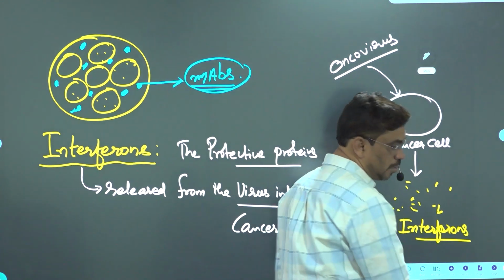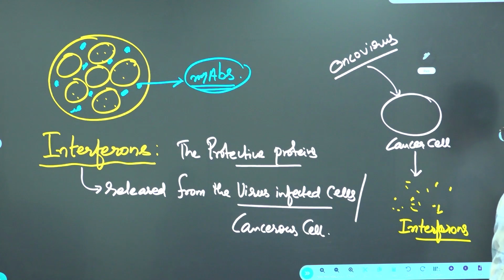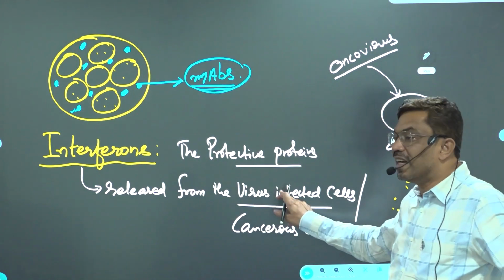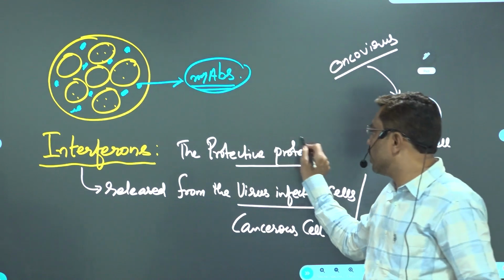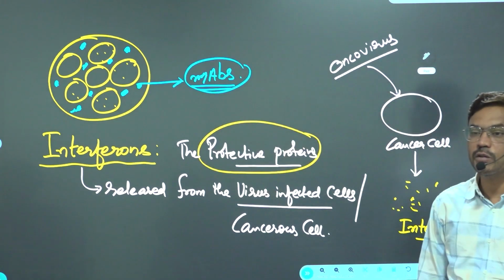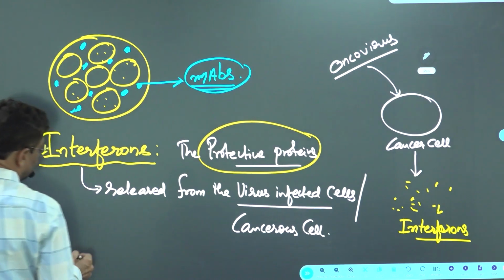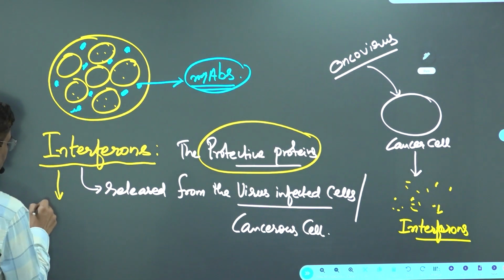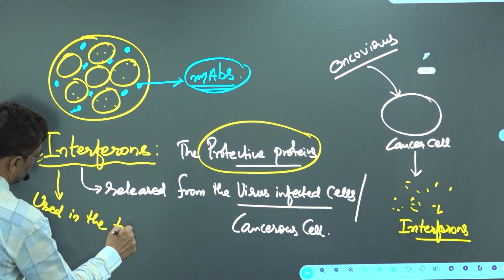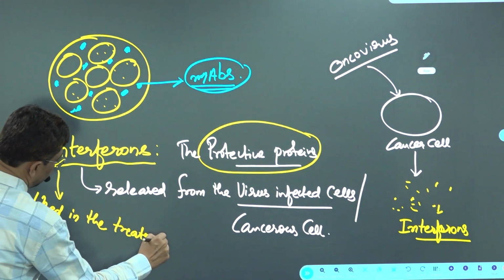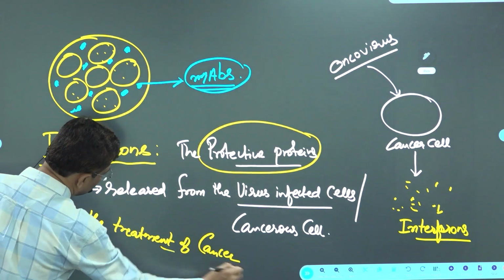So simply you remember the definition of these interferons. The interferons are the proteins released from the virus infected cell or cancerous cell, which are protective in nature. And they are used in the treatment of cancer, various types of cancers.